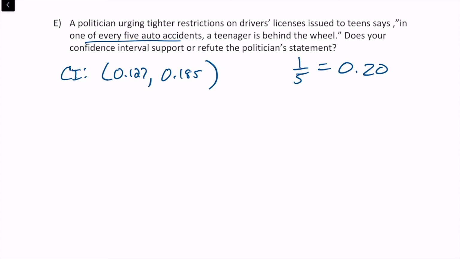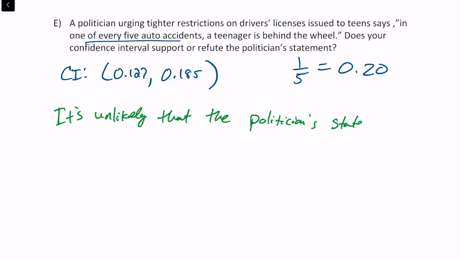So what we can conclude is that it's unlikely that the politician's statement is correct. Okay, that's because 1 out of 5 or 20% is not in our confidence interval that goes from 0.127 to 0.185. So we are refuting his statement. We're saying his statement is not true, or at least is very unlikely to be true.